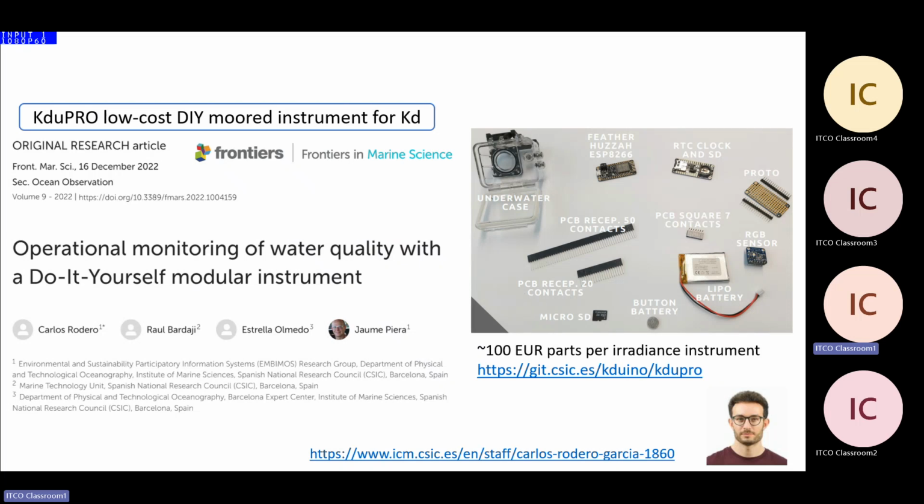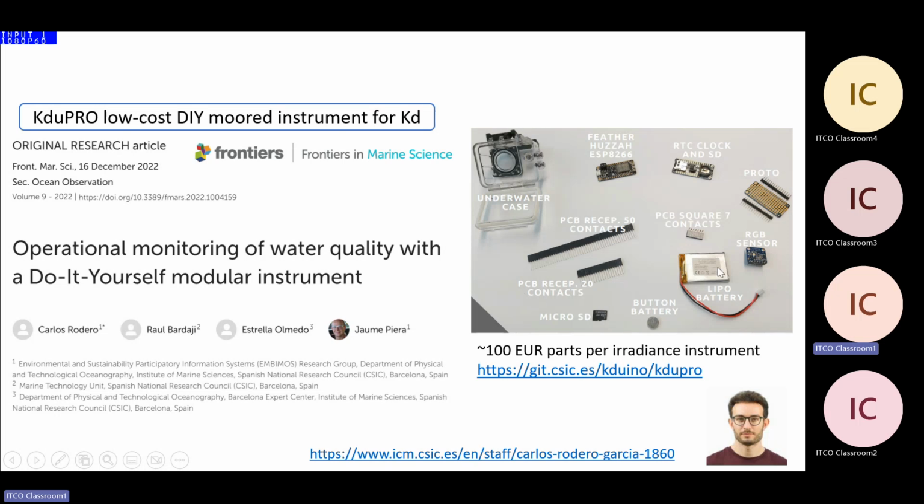The first one I want to talk about that connects to the KD side of things is this system called KDU Pro, from Carlos Rodero. On the right, you can see some of the components that go into it. This is pretty awesome. It's basically a GoPro case and a small embedded microcontroller called a Feather Huzzah. It's got a clock and SD card, a little prototype board, and very simple circuitry, packaged up with a battery.